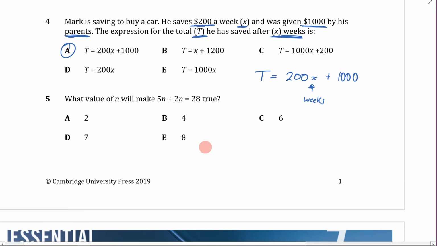And then the last multiple choice question here says, what value of n will make 5n plus 2n equal to 28? Well, the first thing I would notice here is that 5n plus 2n is 7n. So 7n is equal to 28. So 7 times what is 28? Well, 7 fours are 28. So my answer is going to be B there.